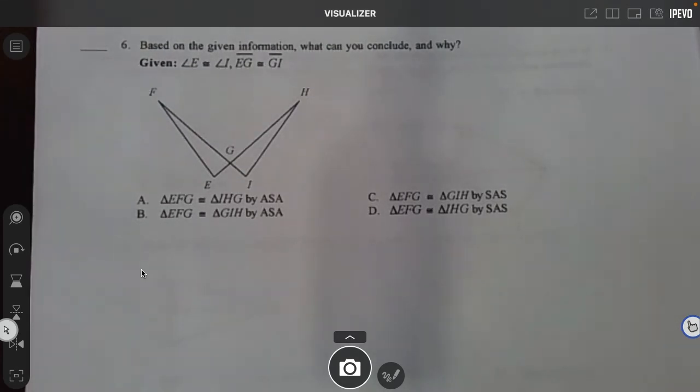How many pieces of paper does the school buy a year? That's a good question. I have no idea. Okay, let's move on.